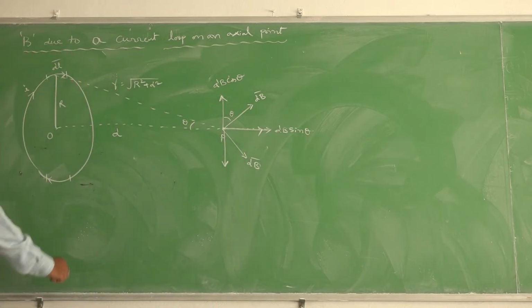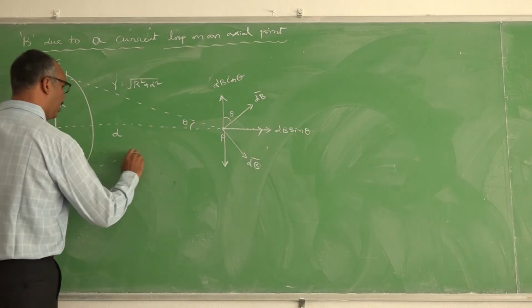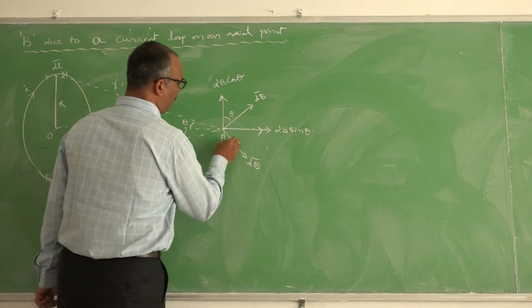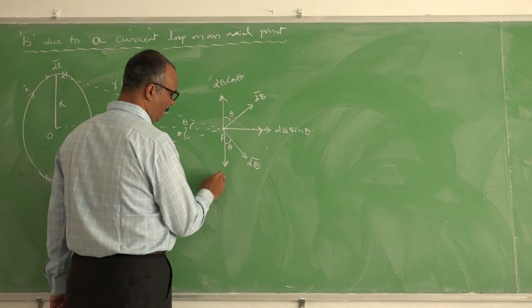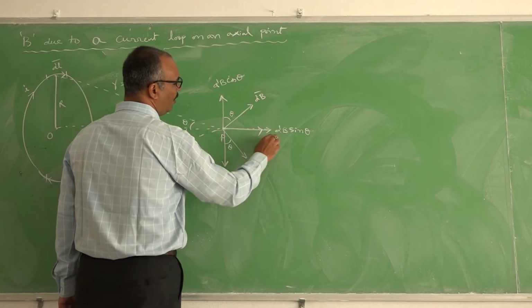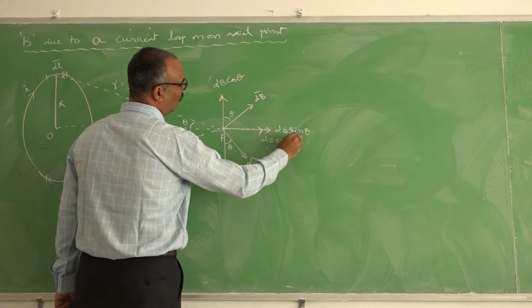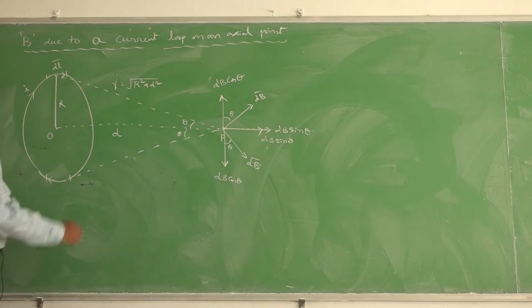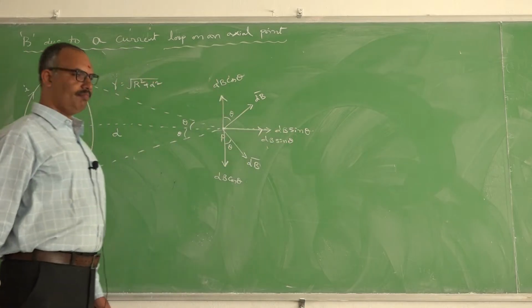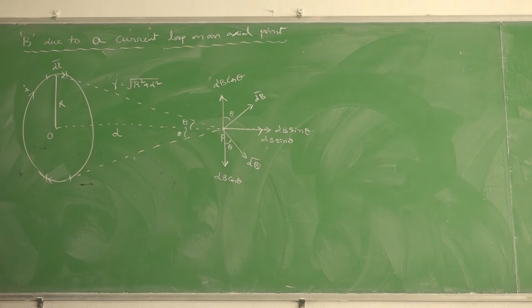Similarly, if you join this element and this point, due to symmetry, this angle is also theta. Here also it becomes theta. It becomes dB cos theta. It becomes dB sin theta. For every element, you will have dB cos theta as well as dB sin theta. Two components for the magnetic field.